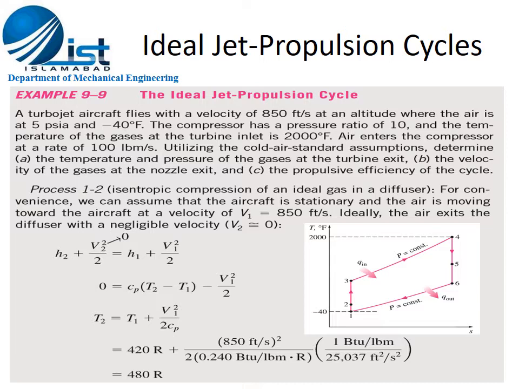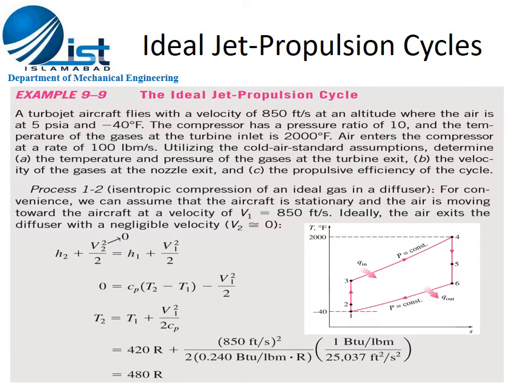Using the energy balance equation between points 1 and 2: H2 plus V2 squared by 2 are the conditions at point 2, and H1 plus V1 squared by 2 are the conditions at point 1. Since we have ideally considered that the air exits the diffuser with a negligible velocity, because this is a decelerating process, V2 will be nearly equal to 0. Negligible V2 gives us H2 minus H1 is equal to V1 squared by 2.